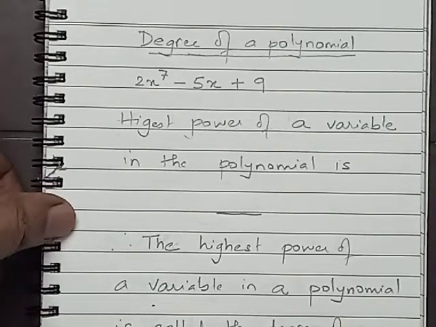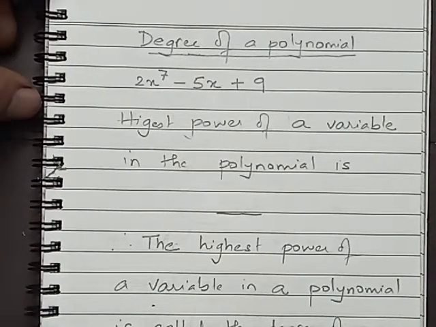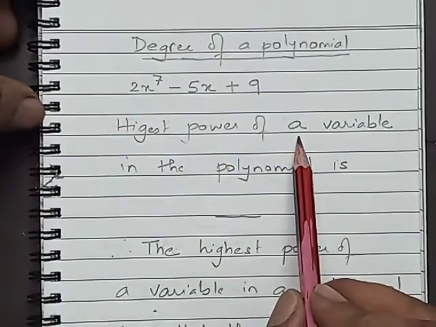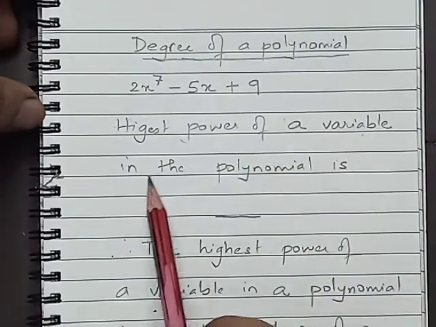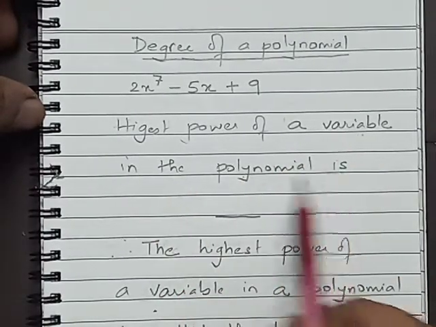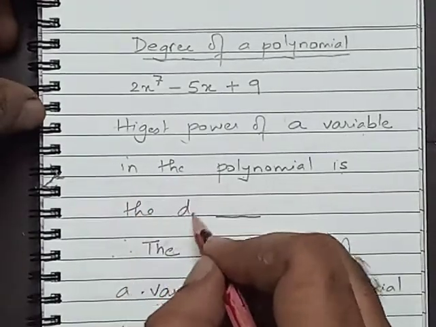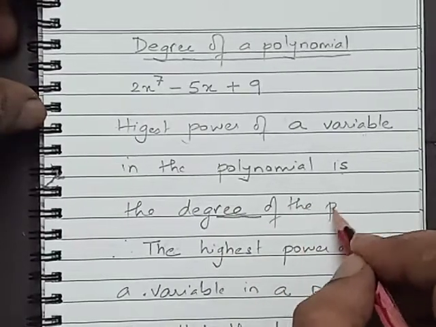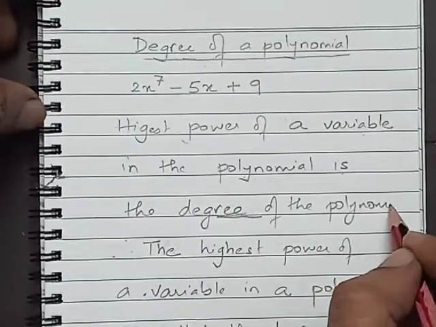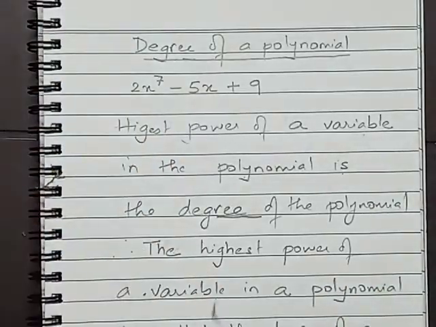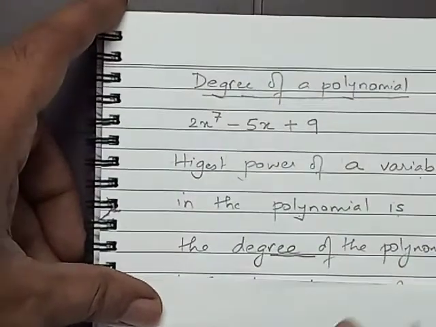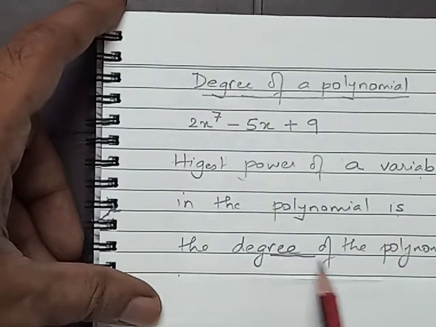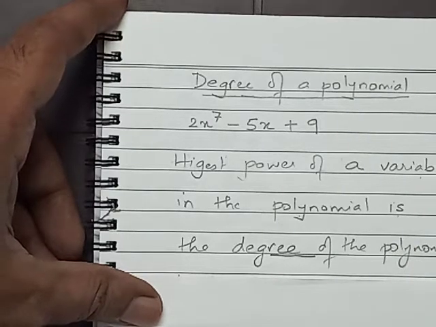Degree of a polynomial. What do you understand by degree of a polynomial? The highest power of a variable in the polynomial is the degree of the polynomial. So it says over here, the highest power of a variable in the polynomial is the degree of the polynomial. Okay, let's look at the example.